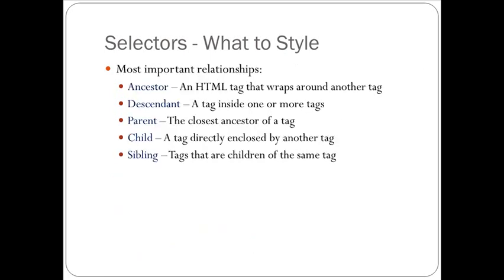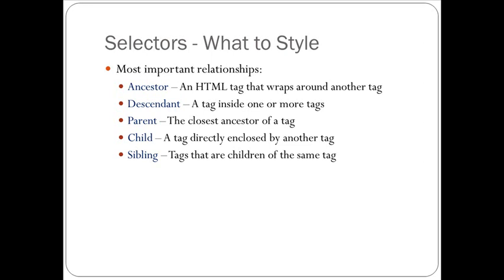It's important that we understand relationships before we go on. The ancestor, any HTML tag that wraps around another tag. A descendant, any tag inside one or more tags. The parent, the closest ancestor of a tag. The child, a tag directly enclosed by another tag. And a sibling, tags that are children of the same tag.